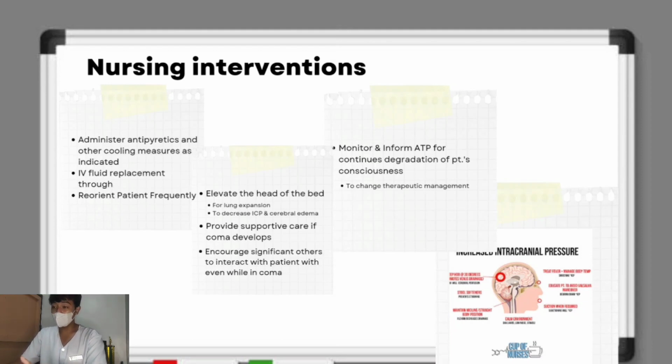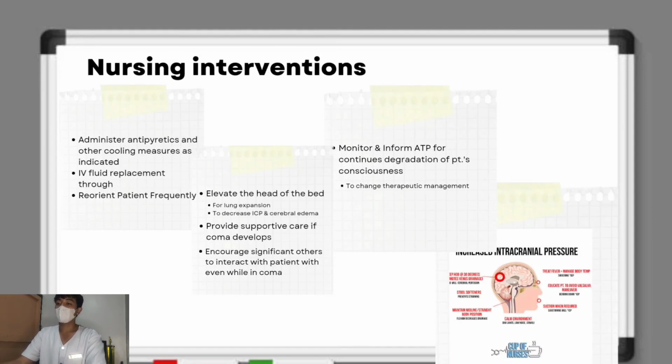Elevate the head of the bed for lung expansion and to decrease ICP and cerebral edema. Provide supportive care if coma develops. Encourage significant others to interact with the patient even while in coma. Monitor and inform the attending physician of continuous deterioration of the patient's consciousness to change therapeutic management.